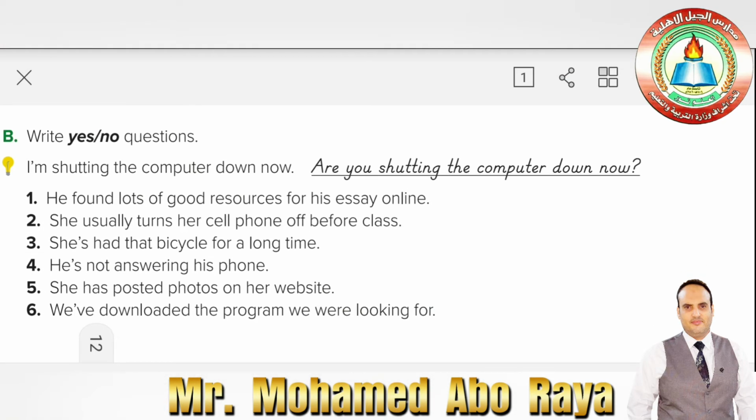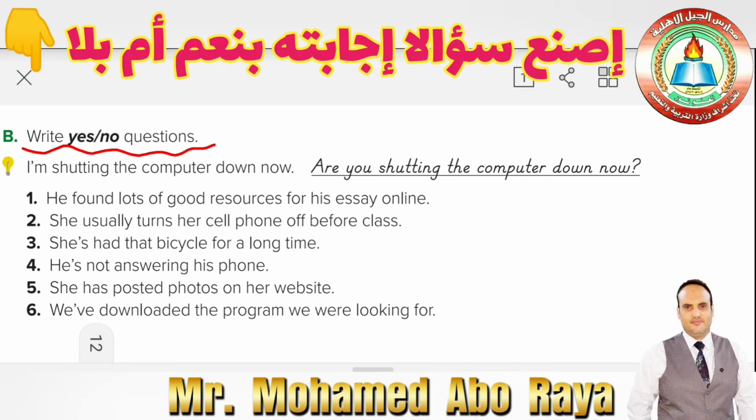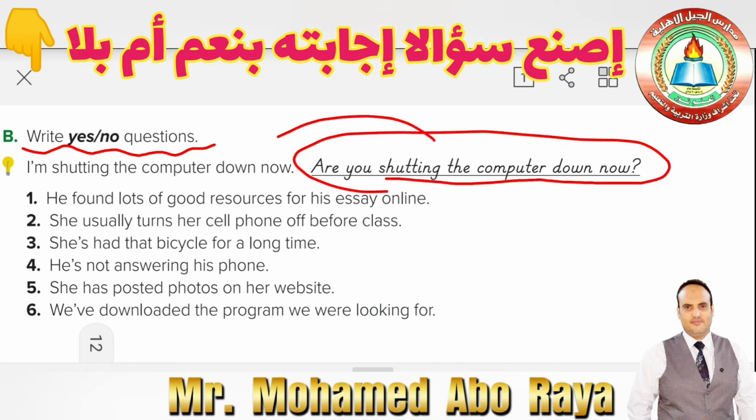The last question in our lesson today: write a yes or no question. Use this information to make a question using the previous information. The sentence says, I am shutting the computer down now. I am, and the verb shut plus ing. You must determine the tense of the sentence before answering. This sentence is present progressive. The question will be, are you shutting the computer right now?